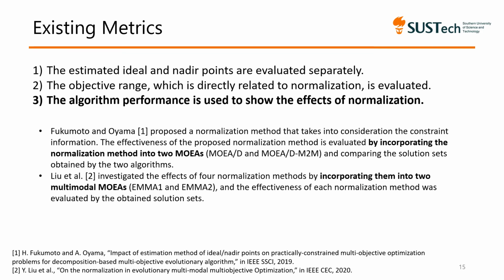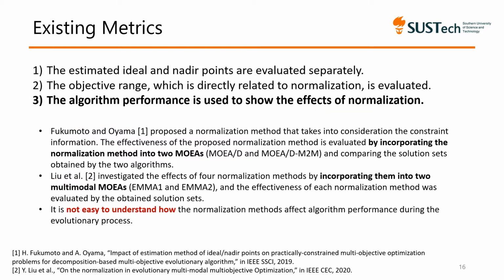Now we arrive at the third category of existing metrics. The algorithm performance is used to show the effects of normalization. In some studies, like here, the authors incorporate the normalization methods into an MOEA. The performance of an MOEA is then used to evaluate the normalization method. However, it is not easy to understand how the normalization methods affect algorithm performance during the evolutionary process.